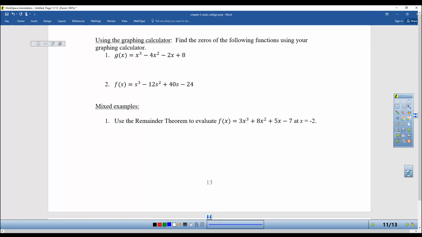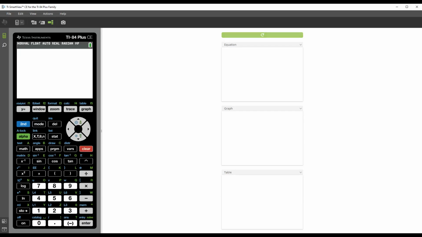All right, the next part says find the zeros of the following functions using your graphing calculator. So our first step is to type the equation into the calculator. You're going to use this Y= button that's now in red. It does say g of x. We never care. We're always just going to type in y1. There's no g of x.